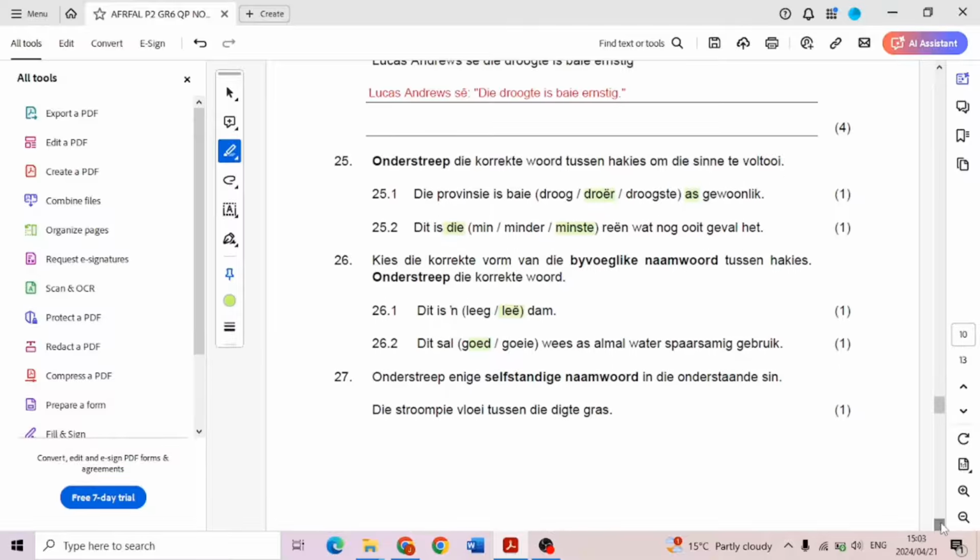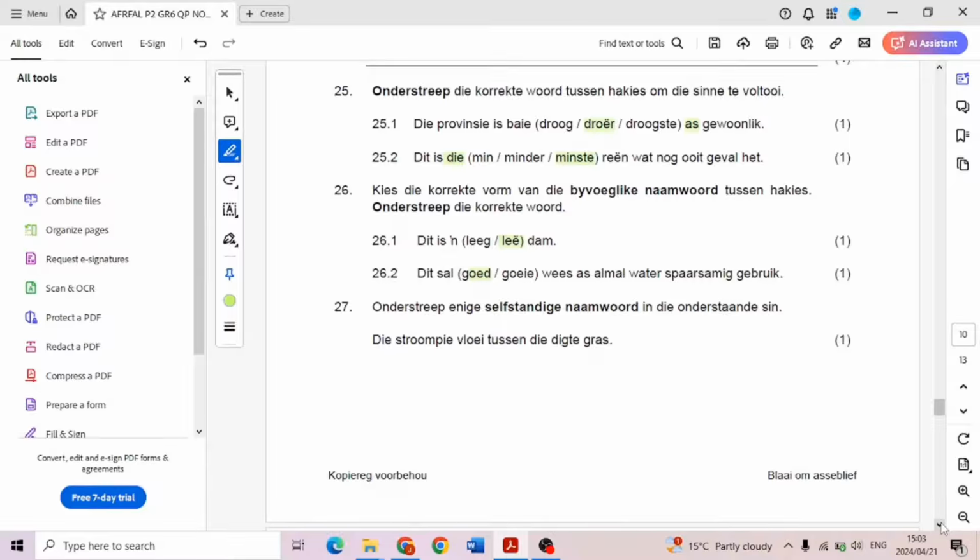Next one, number 27. Onderstreep enige selfstandige naamwoord in die onderstaande sin. So this is a level 1 question, but they're asking it like a level 3 question. So basically they want you to identify the noun in the sentence. Okay, so in this case the noun is, and they're saying enige, which suggests to me that there's more than one. And as a matter of fact, stroompie is a noun as well as gras is a noun. So it gives the student 2 opportunities to choose a noun.